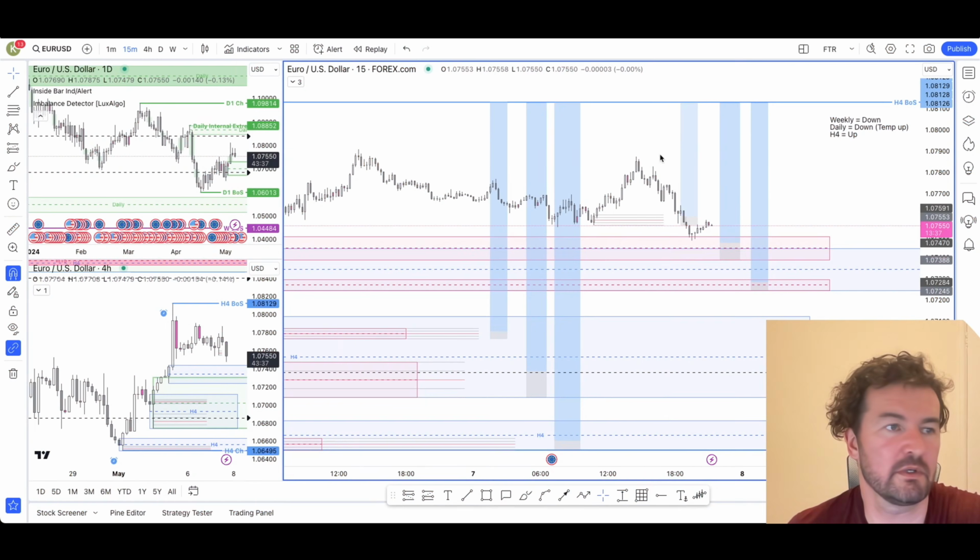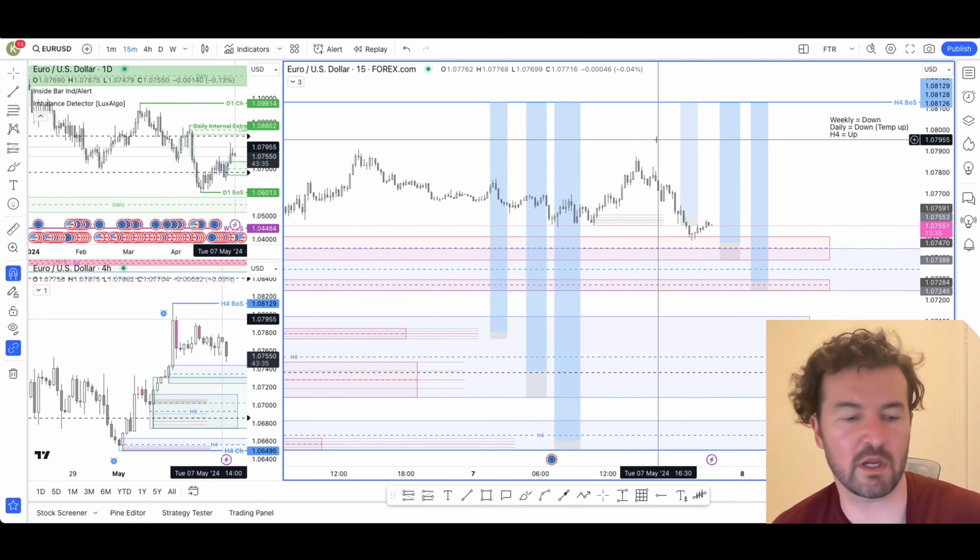Now, I go into a fair bit of detail on it. I use standard naked charting, not bar by bar, but it's very well detailed, and any questions, stick them in the comments.